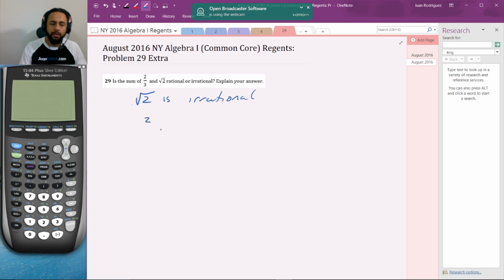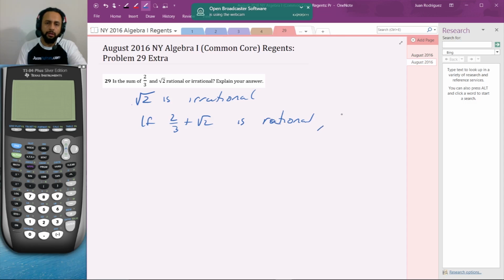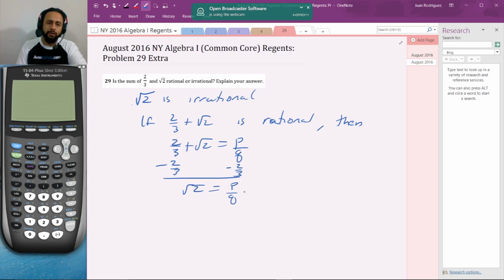So if 2/3 plus radical 2 is rational, then 2/3 plus radical 2 equals p over q. Subtract the 2/3, and you get radical 2 is equal to p over q minus 2/3. But this is rational, and this is irrational. So this is impossible.